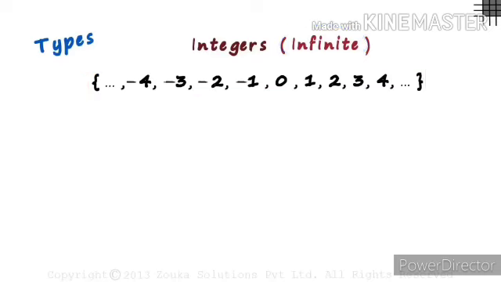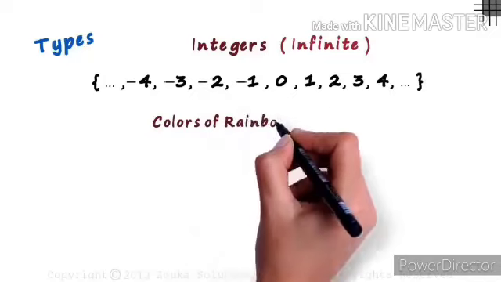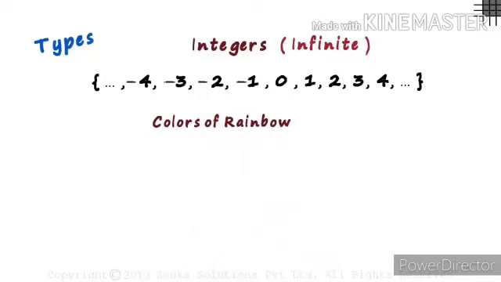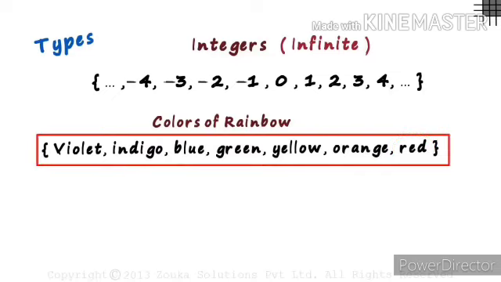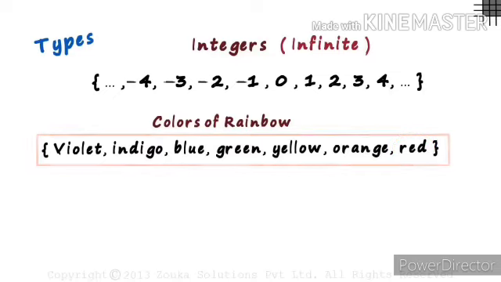And now let's take the set of all colors of the rainbow. We open the bracket and write violet, indigo, blue, green, yellow, orange and red and close the brackets. These sets in which the elements are finite are called finite sets.